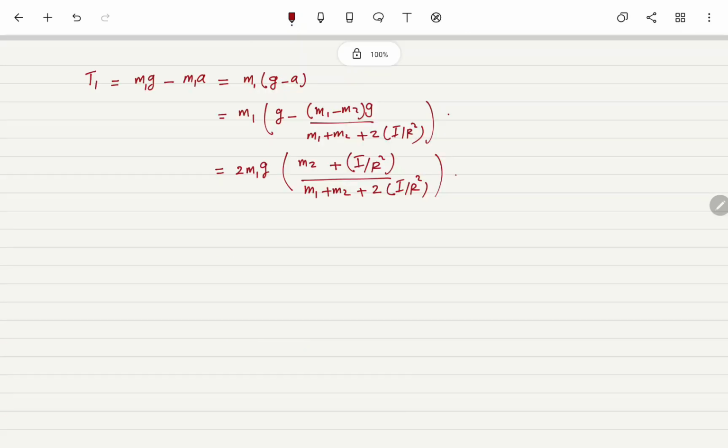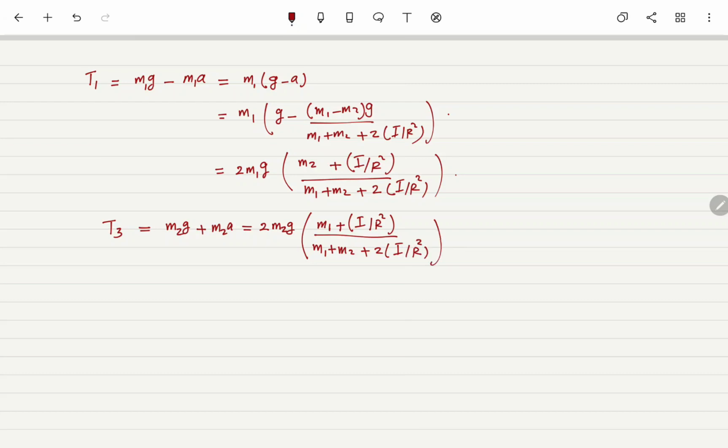Now same procedure to find T3, in this case equal to M2G plus M2A, equal to 2 M2G times M1 plus I over R square divided by M1 plus M2 plus 2I over R square.